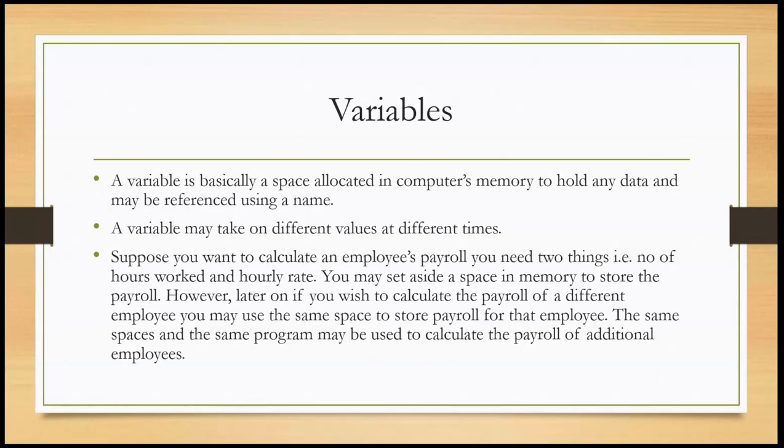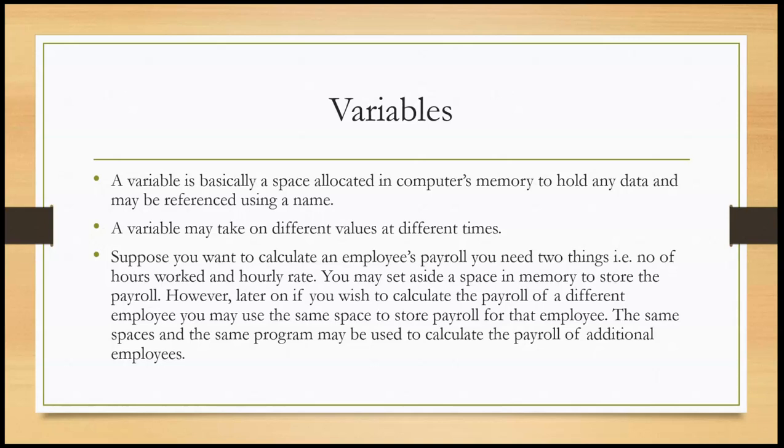A variable is basically a space allocated in computer's memory to hold any data and may be referenced using a name. Thus, for a variable you need two things: number one, space set aside in computer's memory, and number two, the name of the variable. A variable may take on different values at different times.